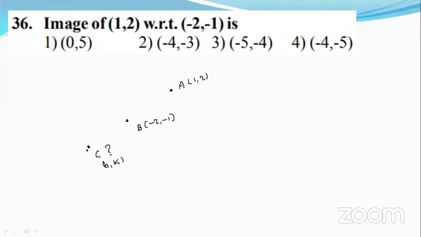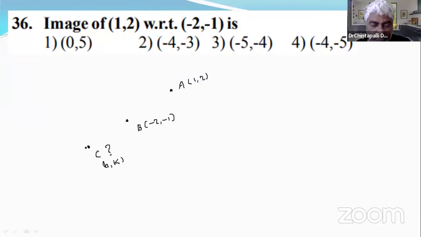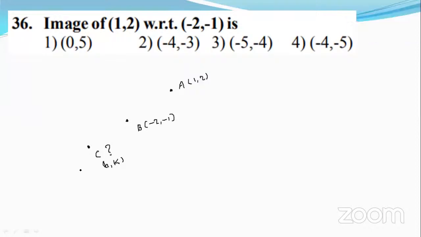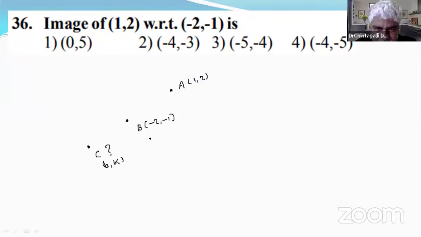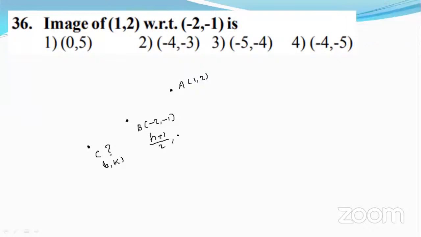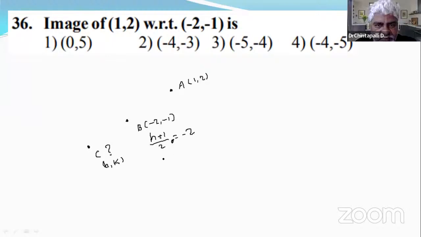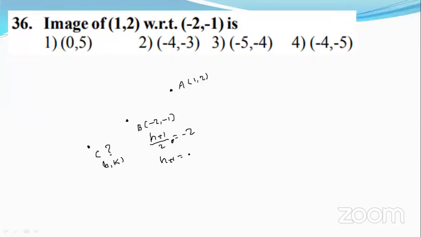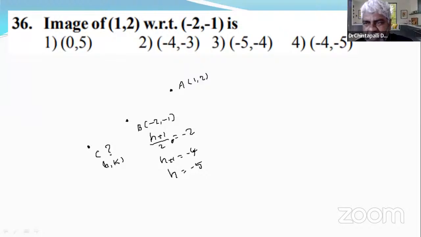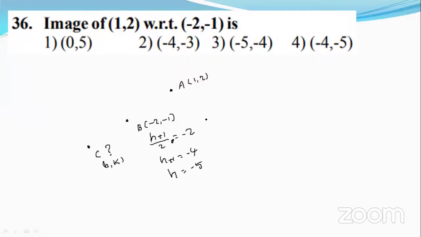Find the midpoint of (h,k) and (1,2). (1 plus h) by 2 equals -2. Very good. (k plus 2) by 2 is equal to -2. h plus 1 equals -4, so h equals -5. Without doing the remaining calculation, you can choose the correct option. Yes, sir, it's option 3.